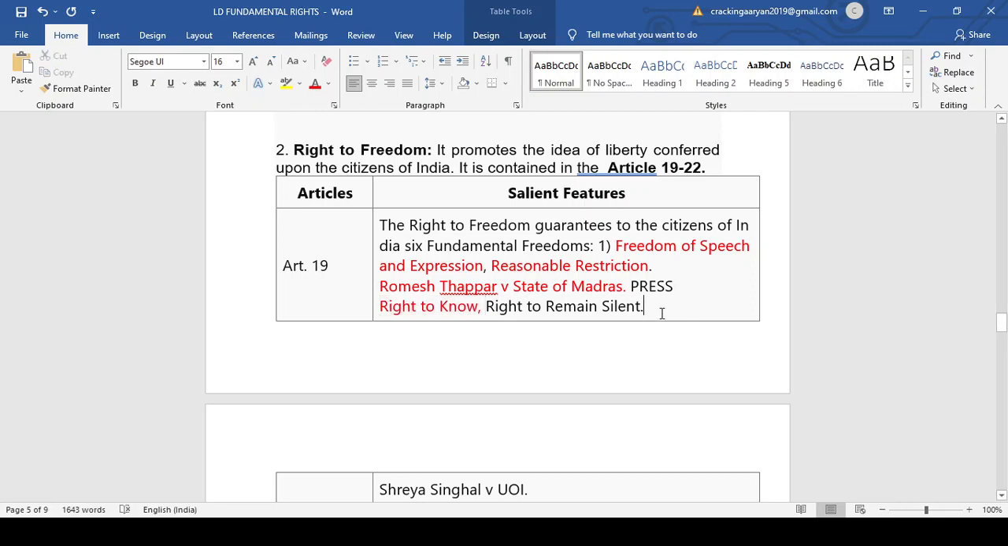Then you have the right to remain silent. Right to remain silent means that if you don't want to speak to anyone, if you don't want to listen to anyone, it also comes under Article 19 clause 1, that is freedom of speech and expression.